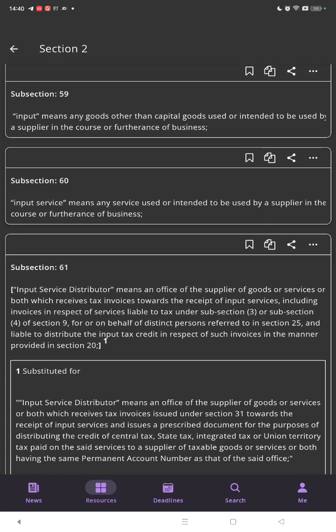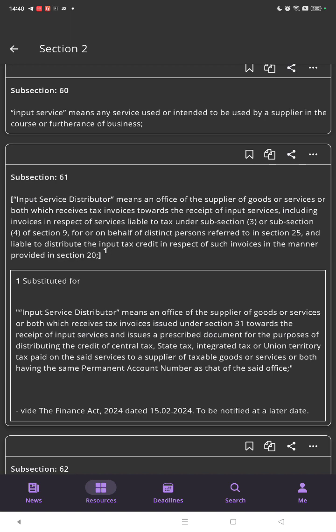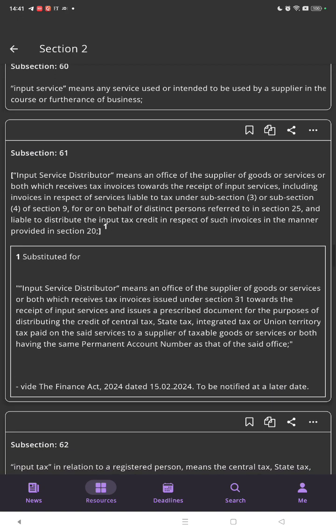Subsection 60: Input service means any service used or intended to be used by the supplier in the course or furtherance of business. Subsection 61: Input service distributor means an office of the supplier of the goods or services or both which receives tax invoice towards the receipt of input services, including invoice in respect of the service liable to tax under subsection 3 or subsection 4 of section 9, for or on behalf of distinct person referred to in section 25 and liable to distribute the input tax credit in respect of such invoice in the manner provided in section 20.